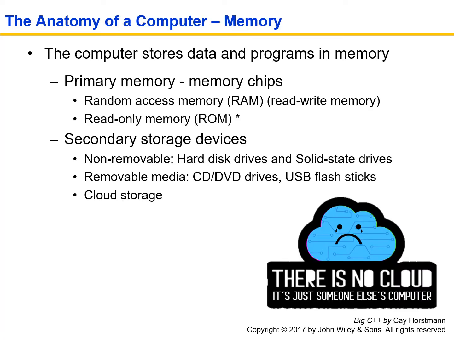The computer stores data and programs in memory. There are probably several memory chips plugged into the main circuit board, sometimes called the motherboard or the main logic board of your computer. Most of those chips are random access memory, memory that can be read from or written to almost at the speed of the processor. Probably an order of magnitude slower than that, but not very much slower than that.